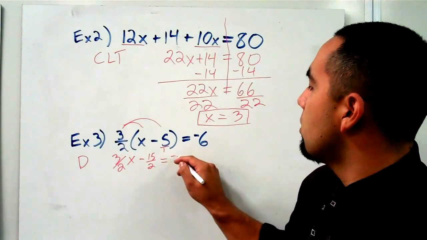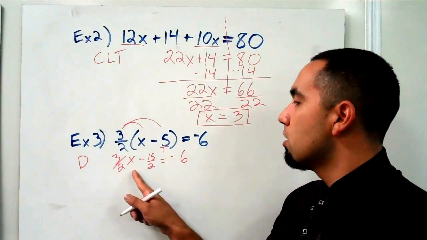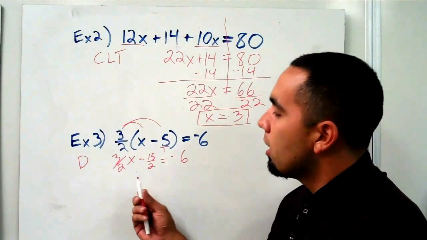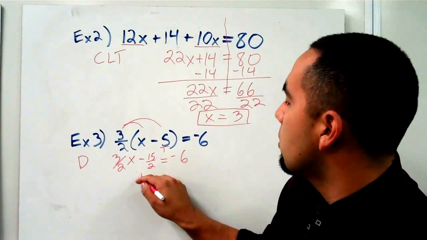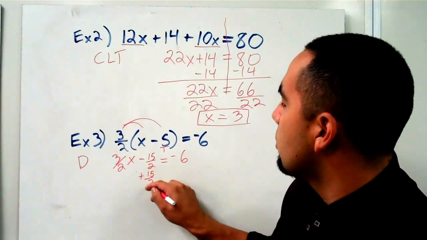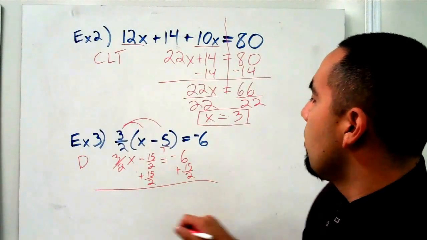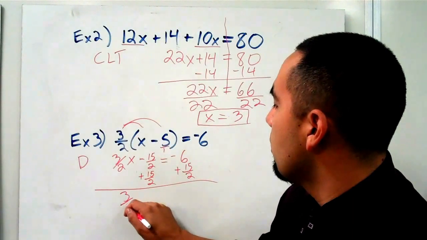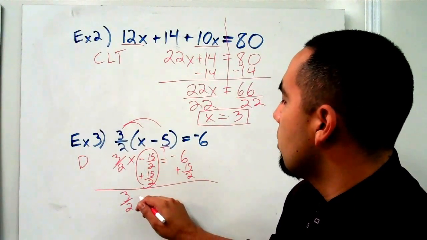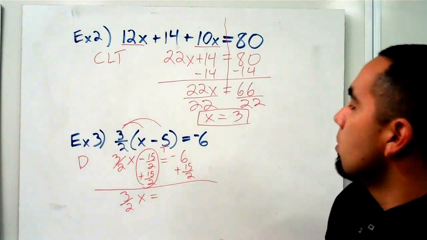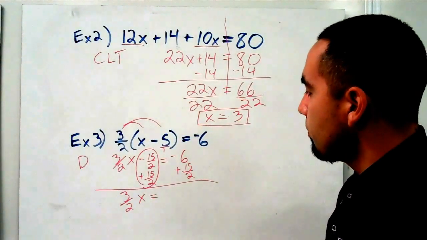Okay, so I distributed that. Everything else stays the same. Now, when I look at this, I want to do, again, the same thing. I'm trying to get my x by itself, so I'm going to get rid of the plus 15 over 2. And this looks like it's going to be a big mess, but let's take care of this. This just becomes a big 0, right? Here we get 3 over 2x equals, I have negative 6 plus 15 over 2.